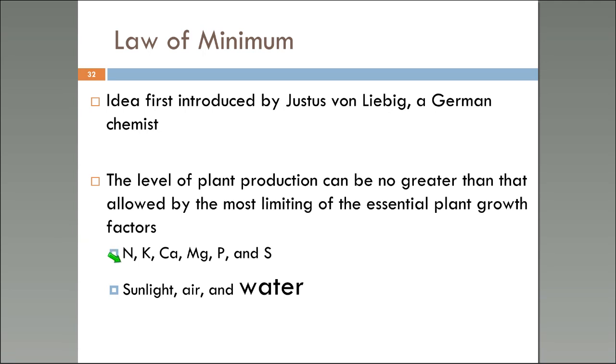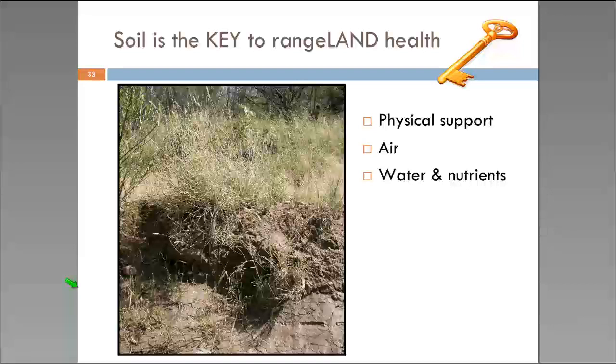And sometimes the limiting resource might be nitrogen or potassium, calcium, or the other macronutrients. It could be sunlight or air, but I would say on Texas rangelands, it's almost always going to be water that is the limiting factor on plant production, meaning rainfall or lack thereof.